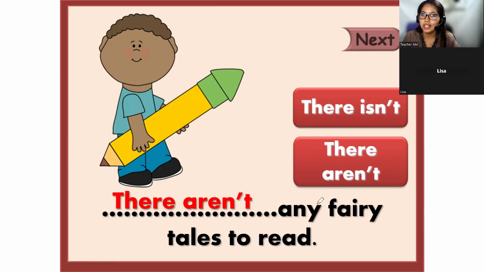Okay, so take note that we can use any in negative sentences. It could be singular or plural. Okay, isn't or aren't. We say any as long as it's negative. But you are also correct because you say there aren't. What about this one, Dolin?